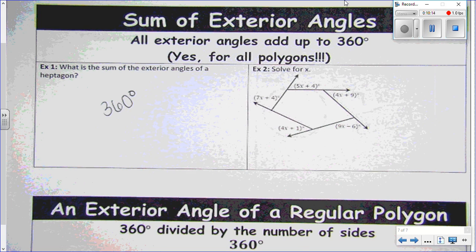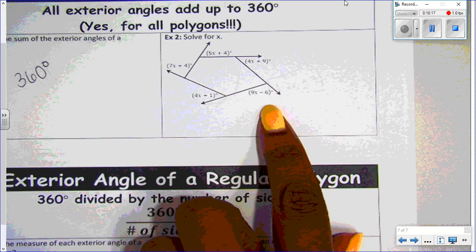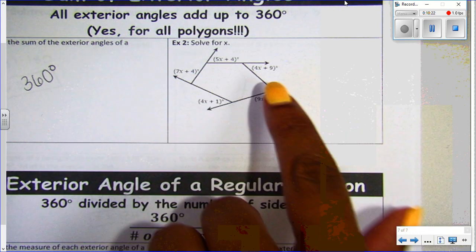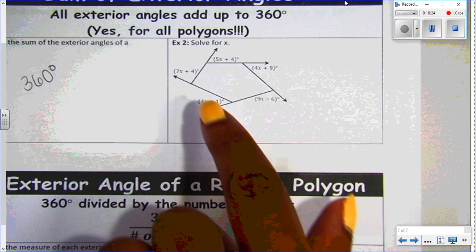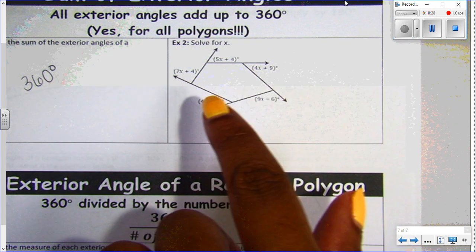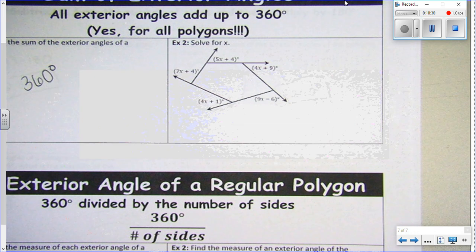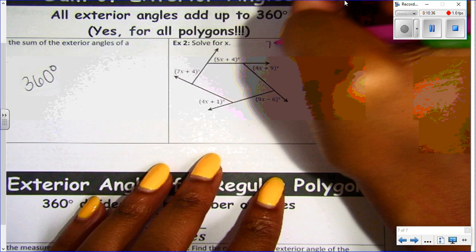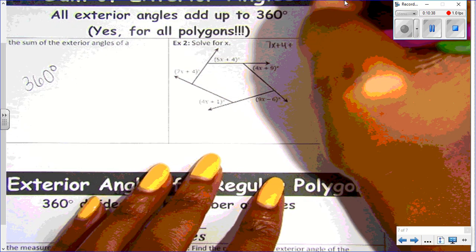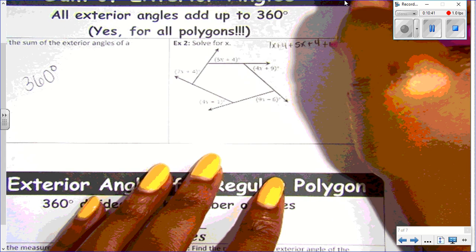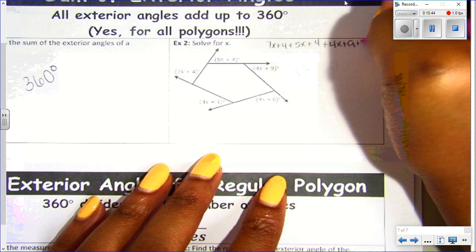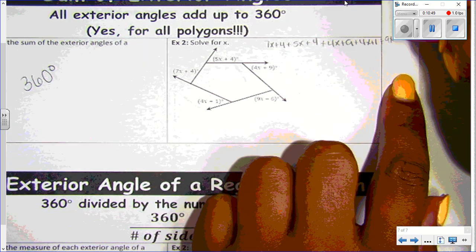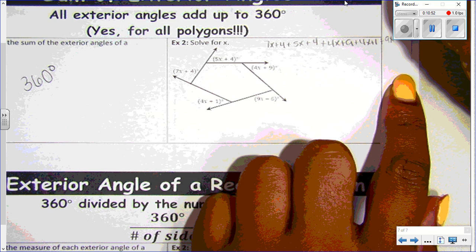Example 2. Does everybody see that these are exterior angles of the figure? And so now we're trying to find x. No matter what the shape is, we know that the exterior angles have to add up to 360. So we're going to add up all 5 of these and set them equal to 360. So we get 7x plus 4 plus 5x plus 4 plus 4x plus 9 plus 4x plus 1 plus 9x minus 6. I'm running out of space, but equals 360.